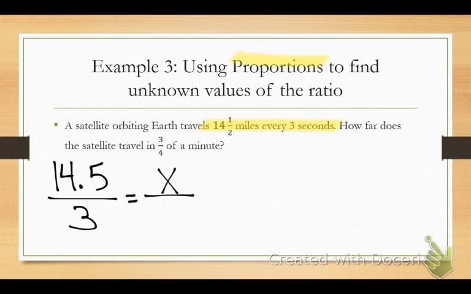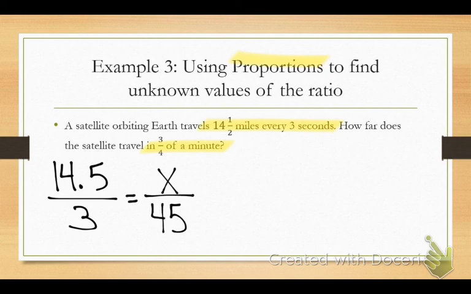Now, here's my challenge. Of course they do this to us. Don't say it out loud, but this is a different unit. The first ratio was in seconds, but can I figure out how many seconds are in 3/4 of a minute? Think about it. How many seconds are in a whole minute? 60. If I divide that by 4, that's 15. So for 3/4, 15 plus 15 plus 15 is 45. So that's why the 45 goes in the denominator.